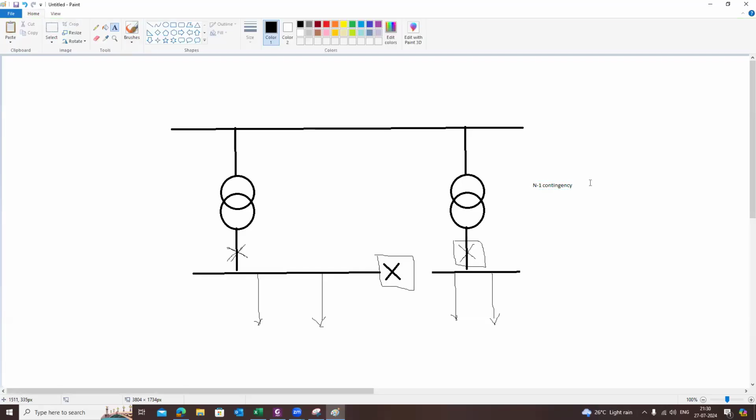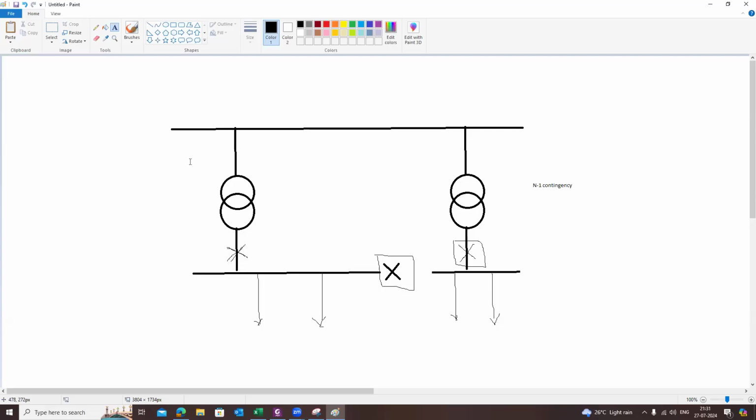So what is meant by the N-1 contingency? That means one element of the network will get disconnected. Then that will be called an N-1 contingency. So during the N-1 contingency, what will happen? All the loads connected to both the buses will be fed by this transformer only. So in that case, the transformer may get overloaded.